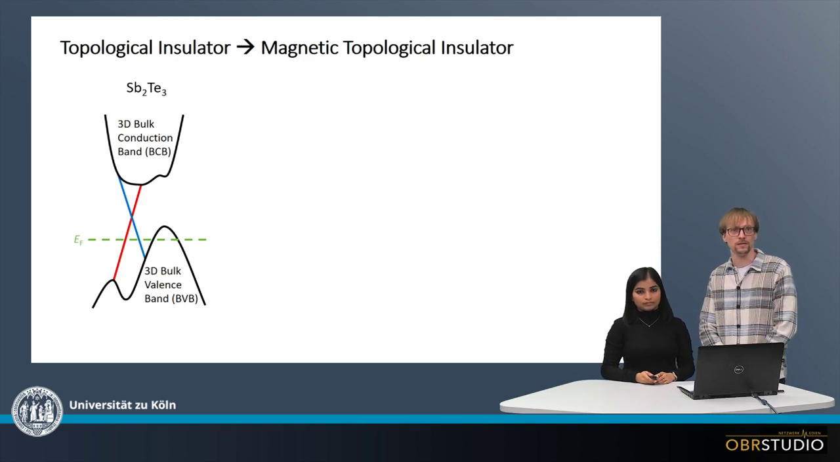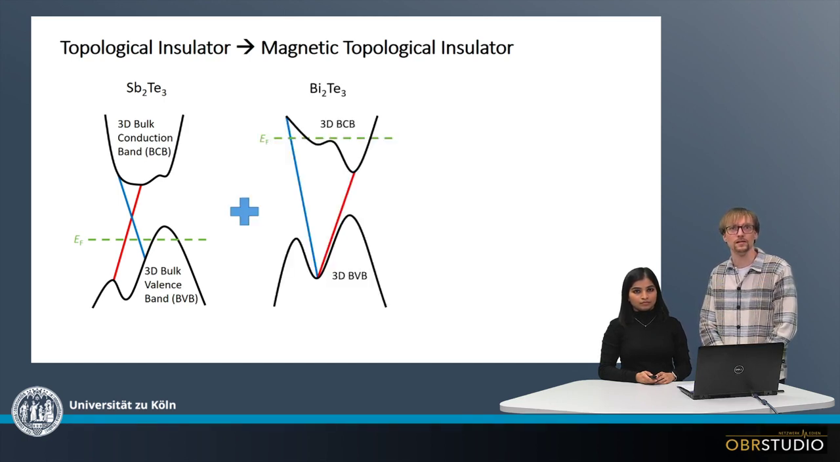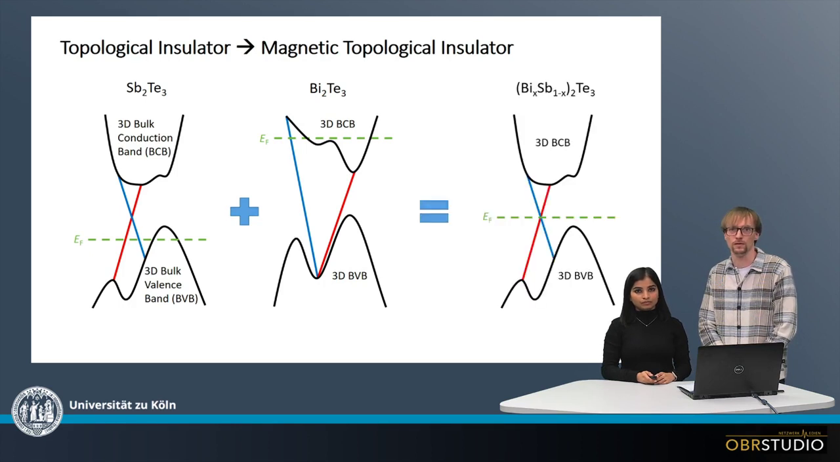However, this material, antimony telluride, has a small problem, and that's that the chemical potential, the Fermi level, lies inside the 3D bulk valence band, as shown here by the dashed green line. This means that there are 3D carriers available for transport, which will mask the interesting physics happening at the surface. However, this can be solved by adding a little bit of bismuth. So here you see bismuth telluride, and you see that this material is intrinsically n-type. So by mixing bismuth telluride and antimony telluride, you can tune the Fermi level to the Dirac point.